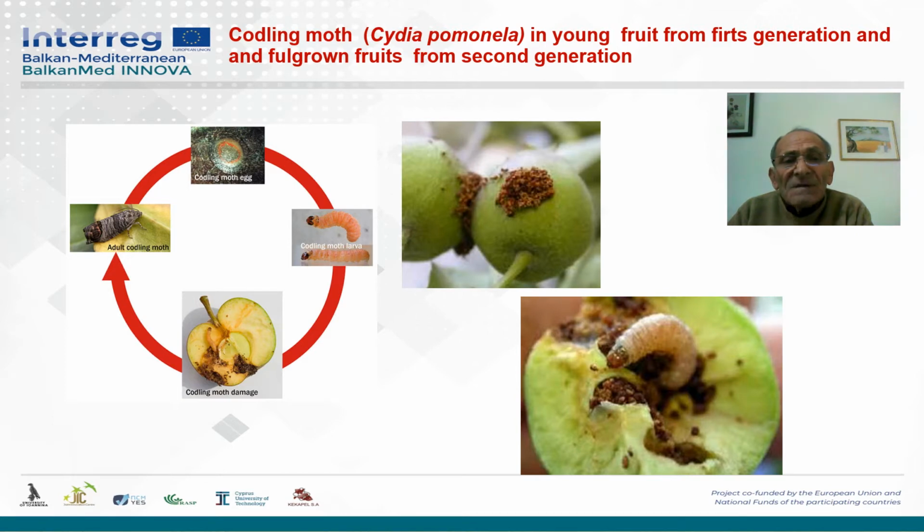Here we see the symptoms of codling moth, Cydia pomonella, in the apple. We see the infection of new fruits from the first generation, and we see the full grown fruits from the second generation.